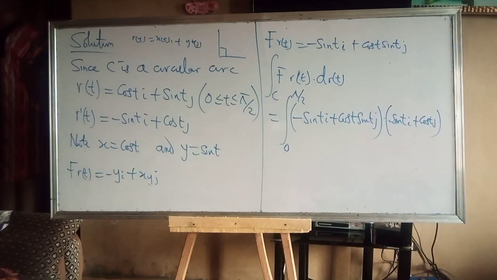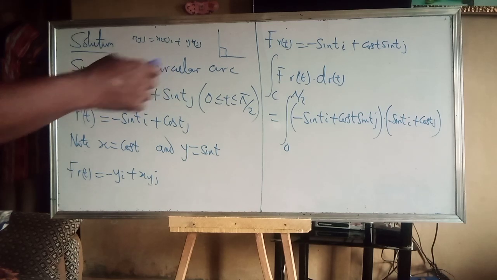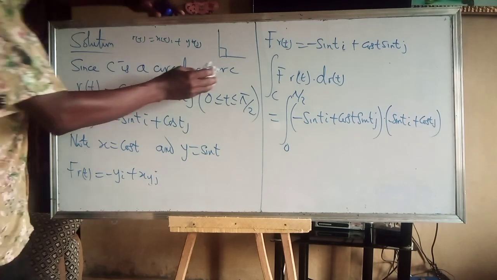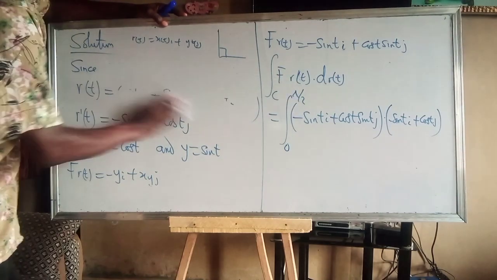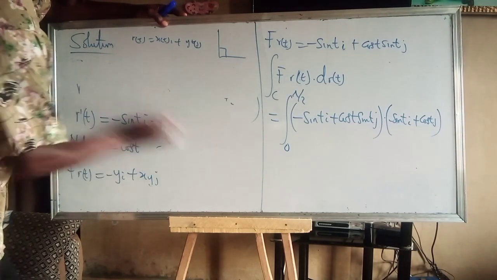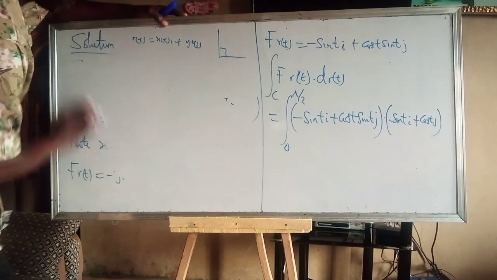Now let's multiply. How? Coordinate-wise, point-wise multiplication, because it's a dot product. It's a dot product.